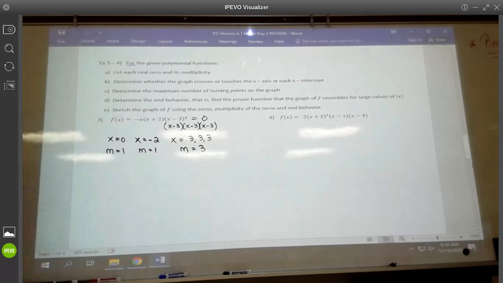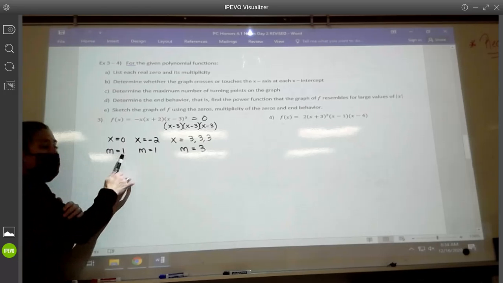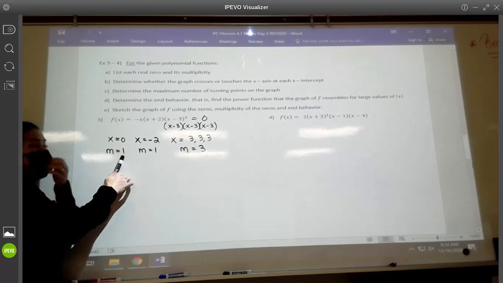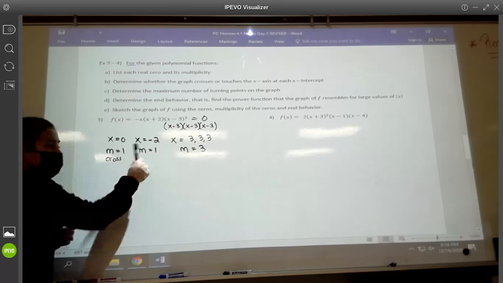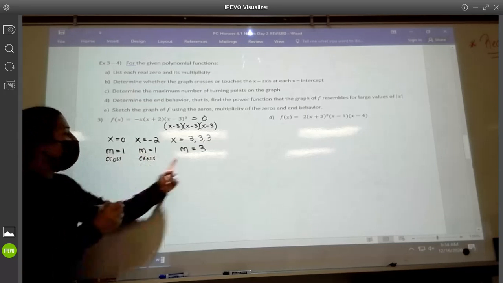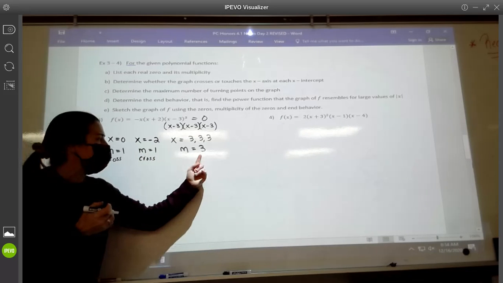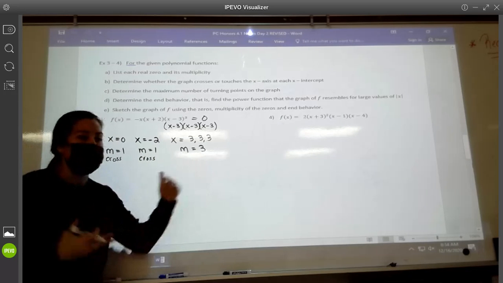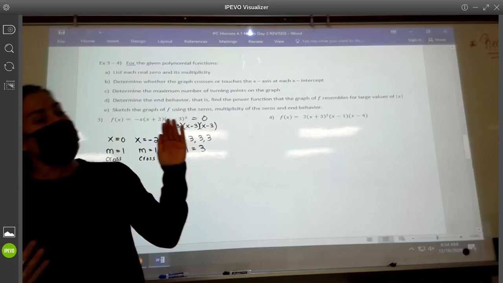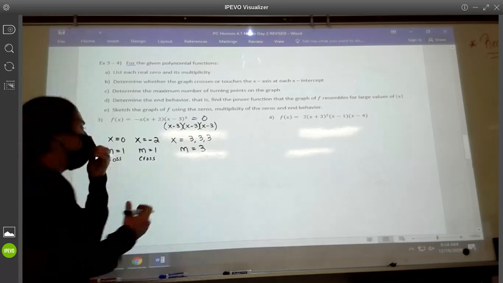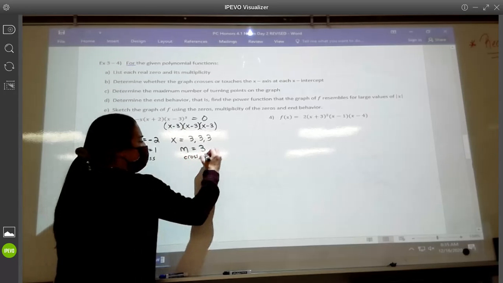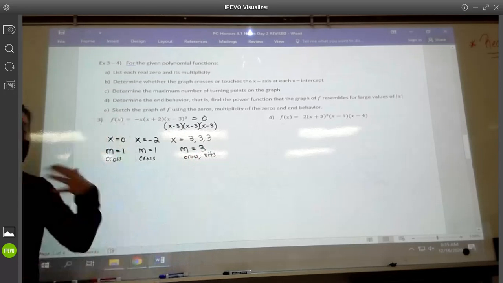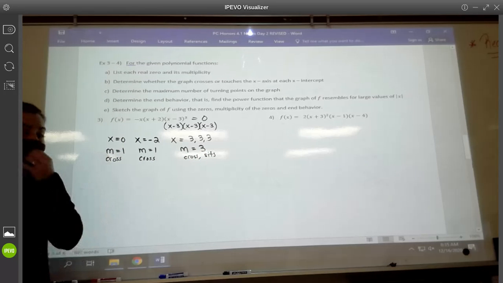So now they want to know, is it going to cross or just touch the x-axis? Well, remember, odd multiplicity is going to cross the x-axis. So that's going to be a cross point. Odd multiplicity will cross. But remember, it's a higher odd multiplicity. So the higher it's repeated, the more of that flattening out effect it's going to have. So again, it's going to cross, but I say that it kind of sits, and you'll see what I mean as it crosses. It's going to have this flattening out effect.